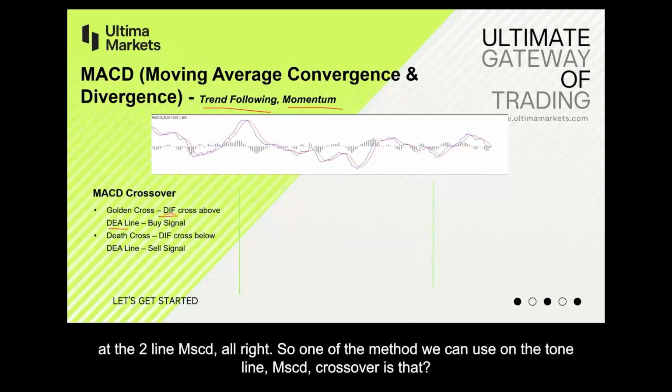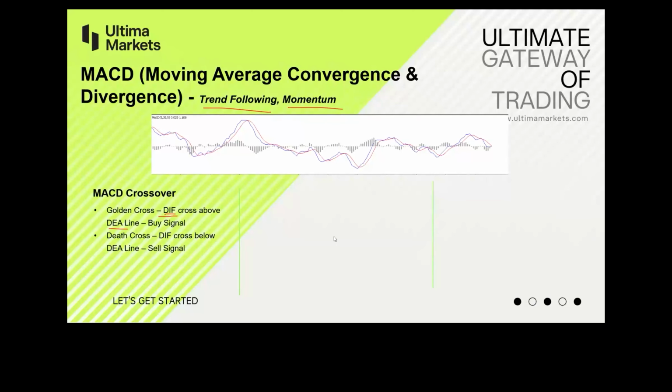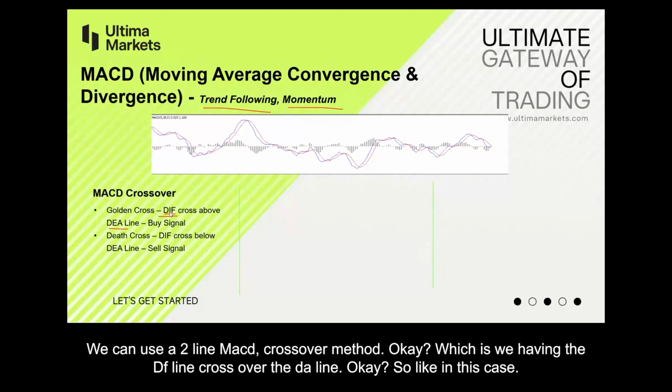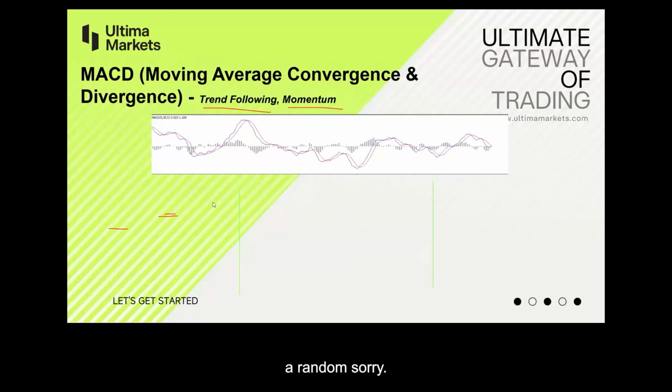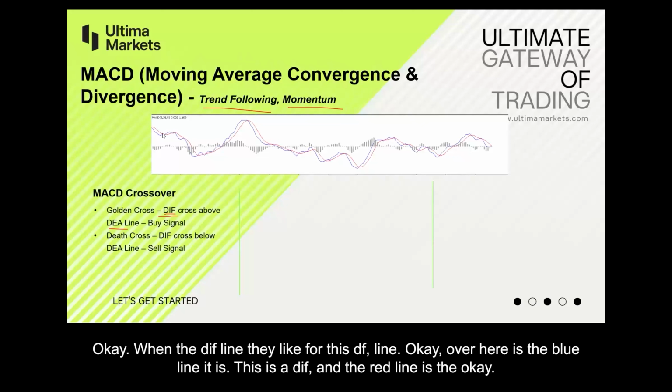All right, so one of the methods we can use is the two-line MACD crossover method, which is where we have the DIF line crossing over the DEA line. Like in this case, when the DIF line, for this DIF line over here, is the blue line.